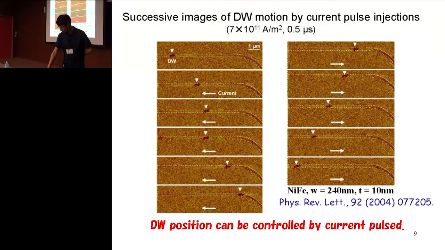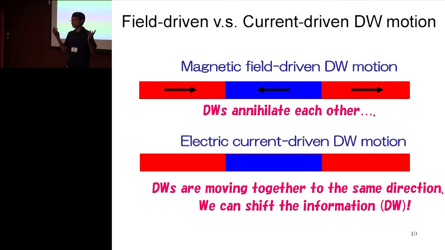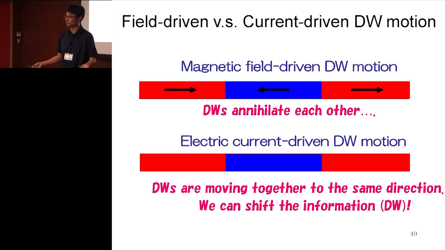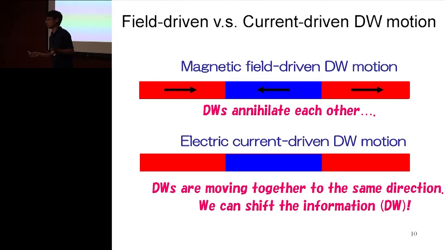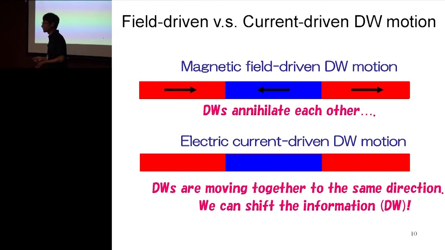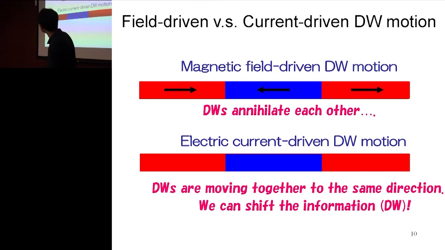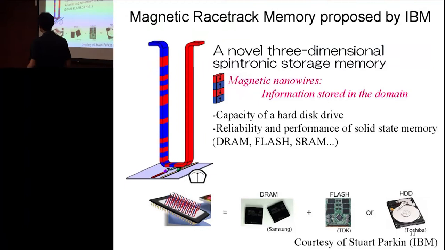So let's imagine. Now we can move a domain wall by magnetic field and electric current as well. What's the difference? Please imagine we have three domains here. If you apply a field to the right, then this magnetic field expands the two red regions, meaning the annihilation of your domain. However, if we use current, you can move the domain walls in the same direction. That's why people are now proposing several devices using current induced domain wall motion.